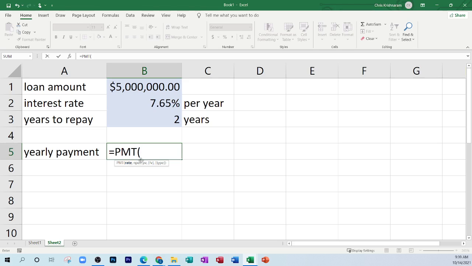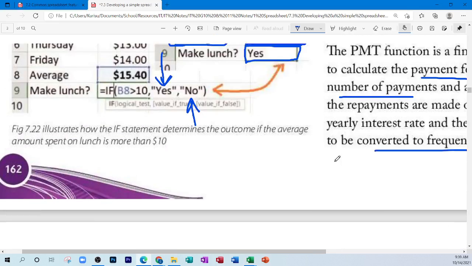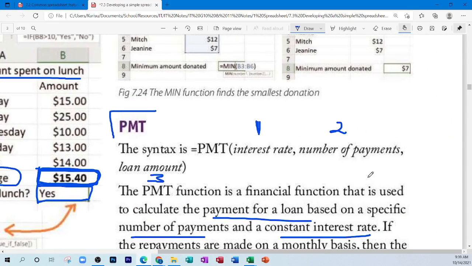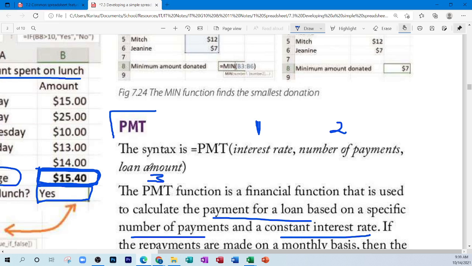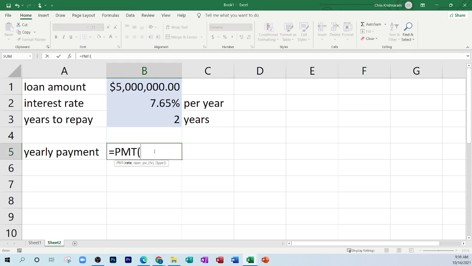So, if you look at the syntax, it might be a bit confusing because there's some additional information here, but just focus on the one that we have in the textbook and use those three parts. We have interest rate, number of payments, and loan amount. So it says rate, so that's going to be interest rate. Number of payments is going to be NPER, and PV is going to be, I'm assuming, the loan amount there.